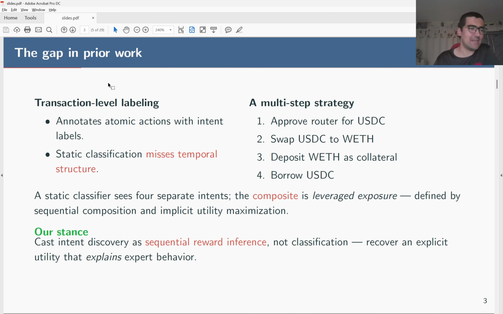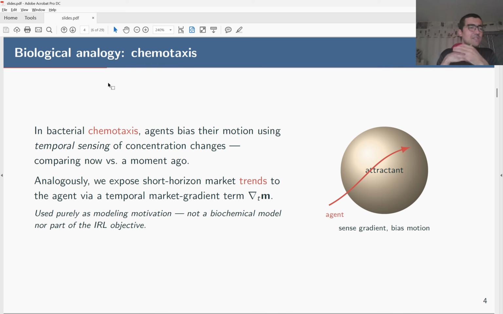That's why our stance is to cast intent discovery as sequential reward inference, not classification. Instead of guessing a label, we recover an explicit utility, a reward that explains the expert's behavior over the whole trajectory. The way we capture that temporal structure is inspired by an idea from biology. The inspiration is bacterial chemotaxis.